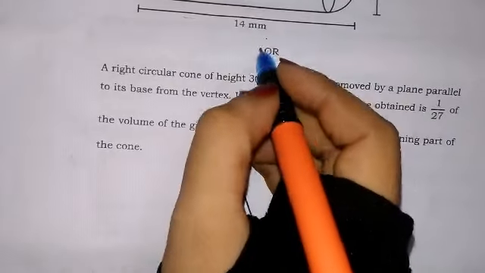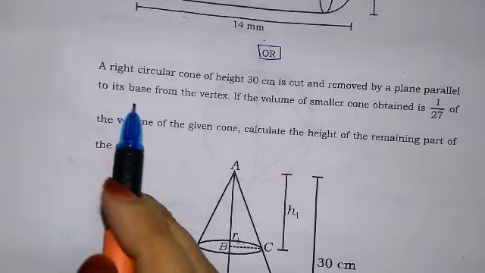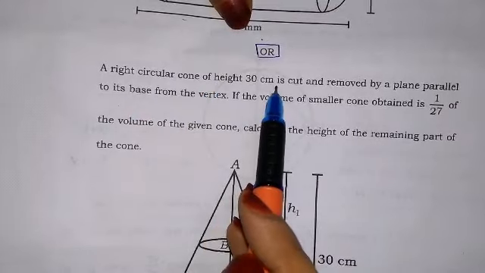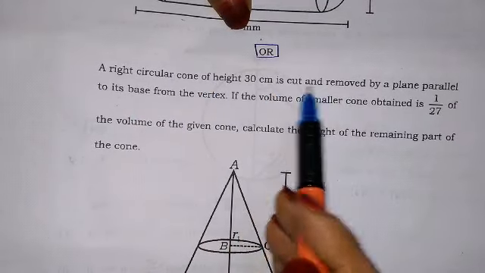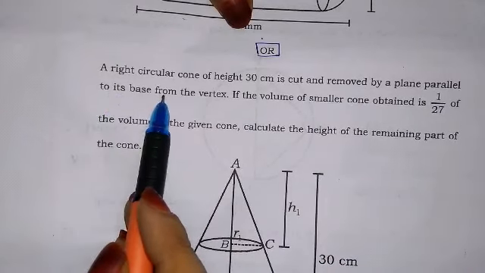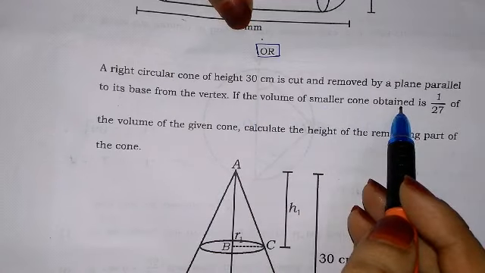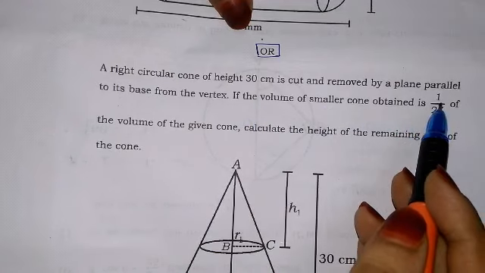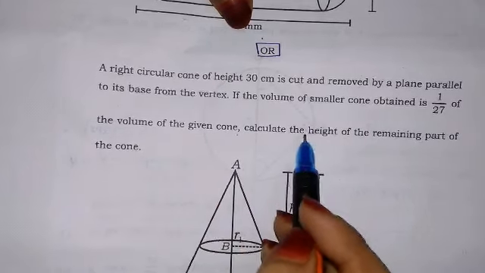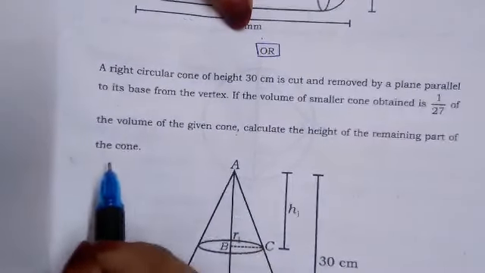Now question number 37, where there is a choice in the question. Let me read out the question. A right circular cone of height 30 centimeter is cut and removed by a plane parallel to its base from the vertex. If the volume of the smaller cone obtained is 1 by 27th of the volume of the given cone, calculate the height of the remaining part of the cone.